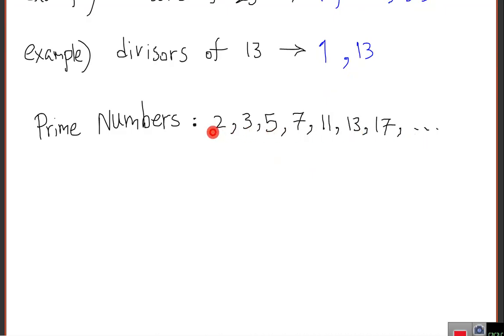Pay attention. 2 is the only prime number which is even. All other even numbers are not prime. Can you tell me why? Because they have more divisors or less? They have more divisors. Let me tell you an example.